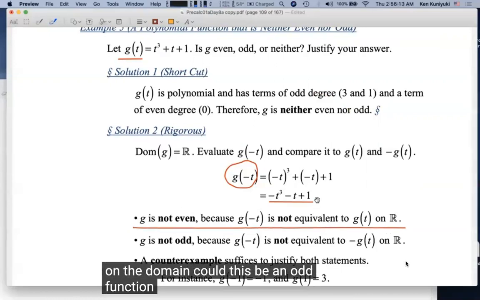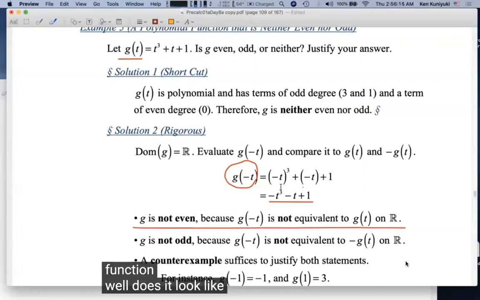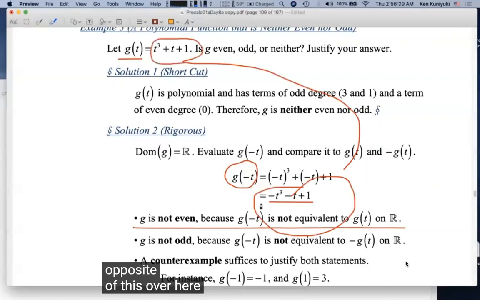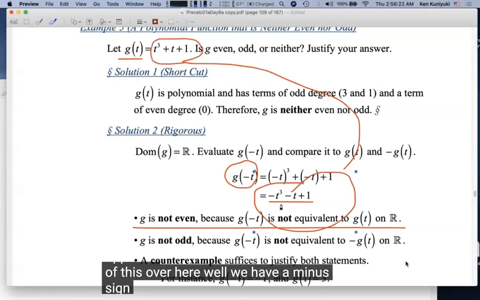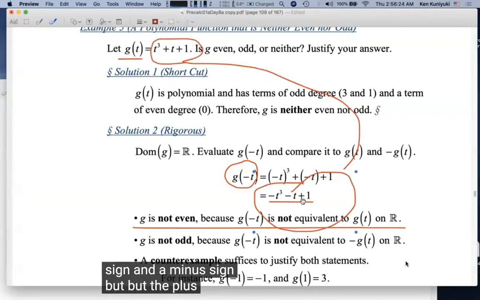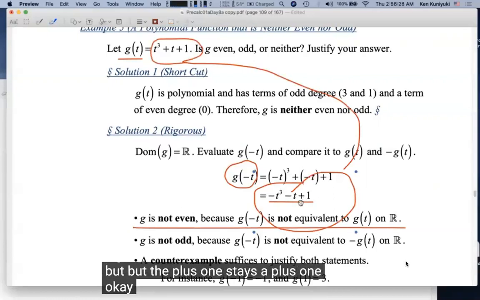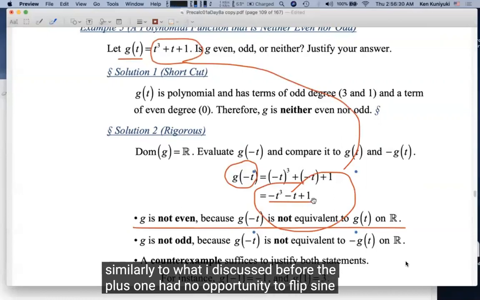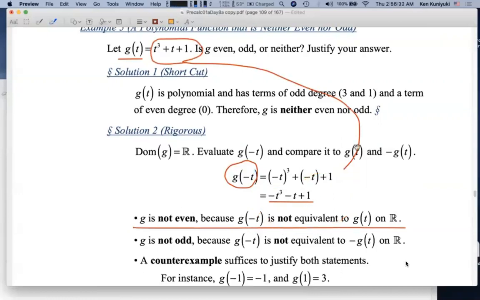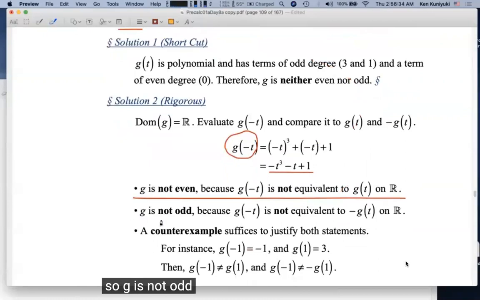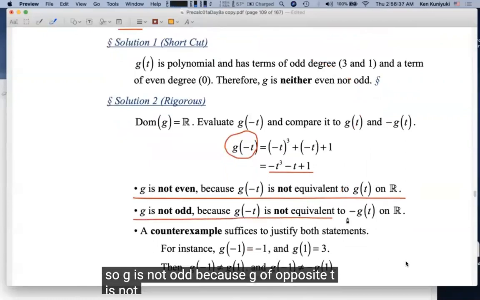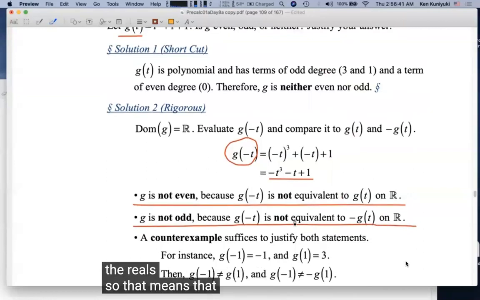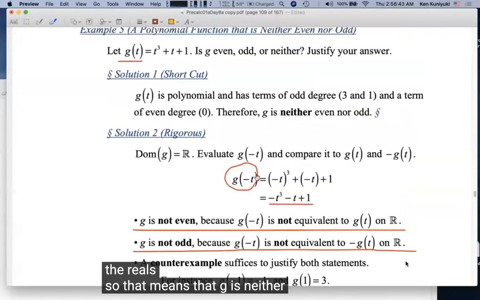Could this be an odd function? Well, does it look like this is the opposite of this over here? Well, we have a minus sign and a minus sign, but the +1 stays a +1. Similarly to what I discussed before, the +1 had no opportunity to flip sign. So g is not odd because g of opposite t is not the opposite of g of t either on the reals. So that means that g is neither.